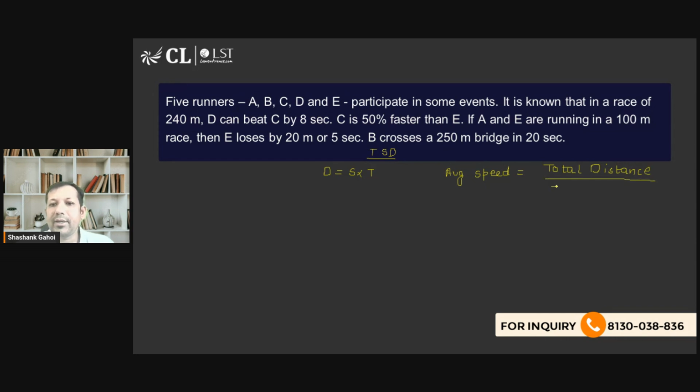Apart from this, I won't be talking about any other concept, because if you understand this clearly, then you won't be needing other concepts like relative speed or circular motion and those kinds of things. You won't be needing anything. So we can solve the majority of the questions like this only.